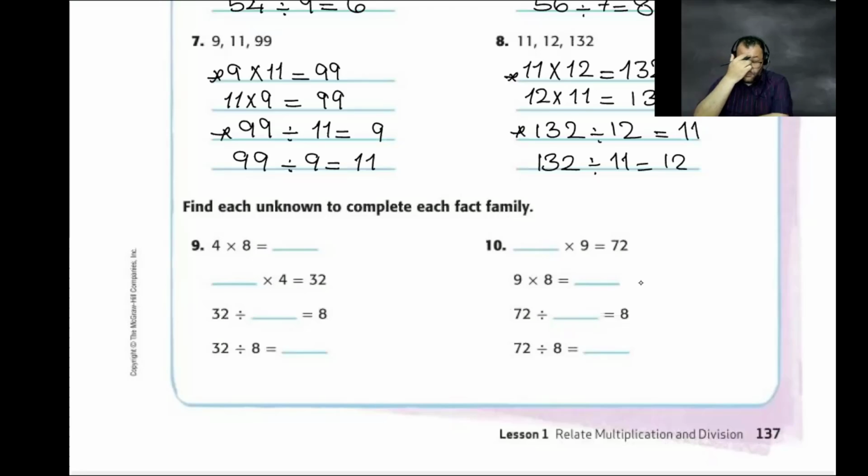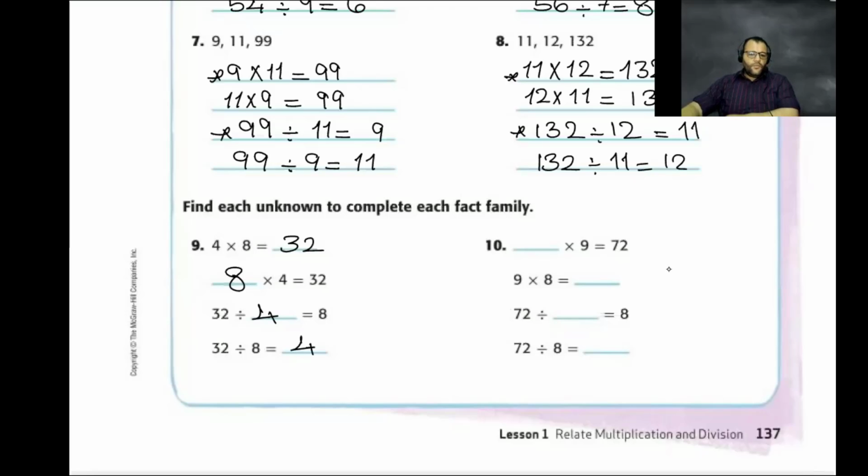4 multiplied by 8 will be 32. Yes. And what number multiplied by 4? What is the number if multiplied by 4? The answer is 32. Will be 8. Yes, perfect. Okay. And 32 divided by what equals 8? 4. 4, yes. And 32 divided by 8 equals? 4. Okay, thanks.